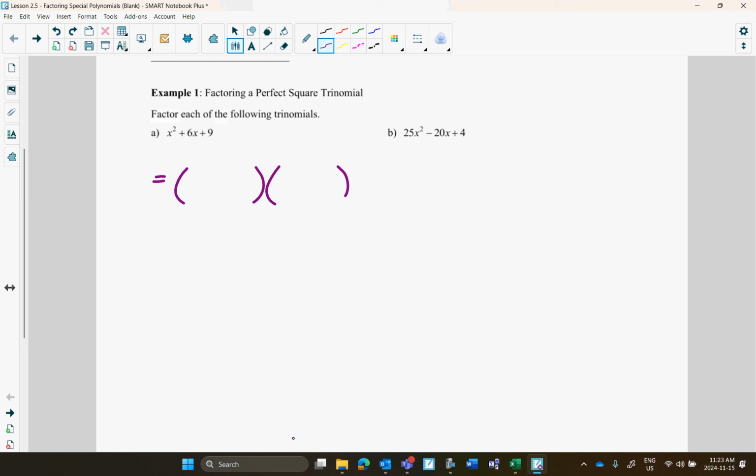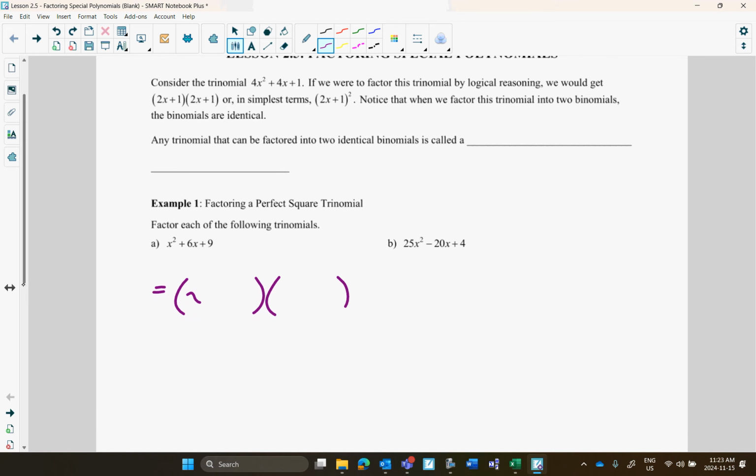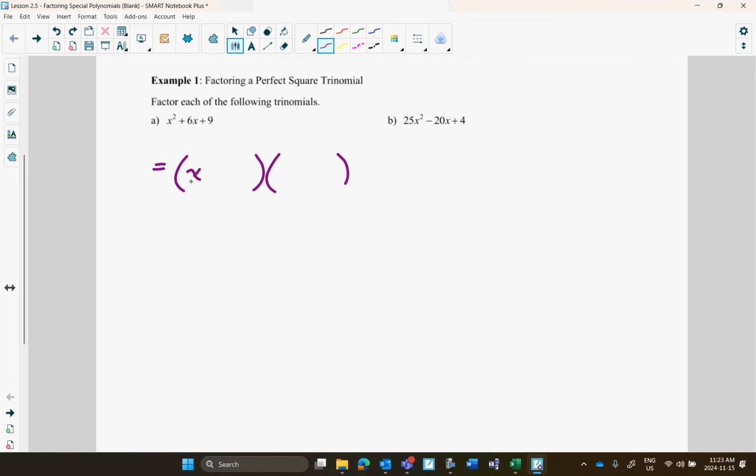This one doesn't have a number in front of the x squared. So what am I going to put here? X squared. X. Let's do this. Boy, now it's easy. X and X.